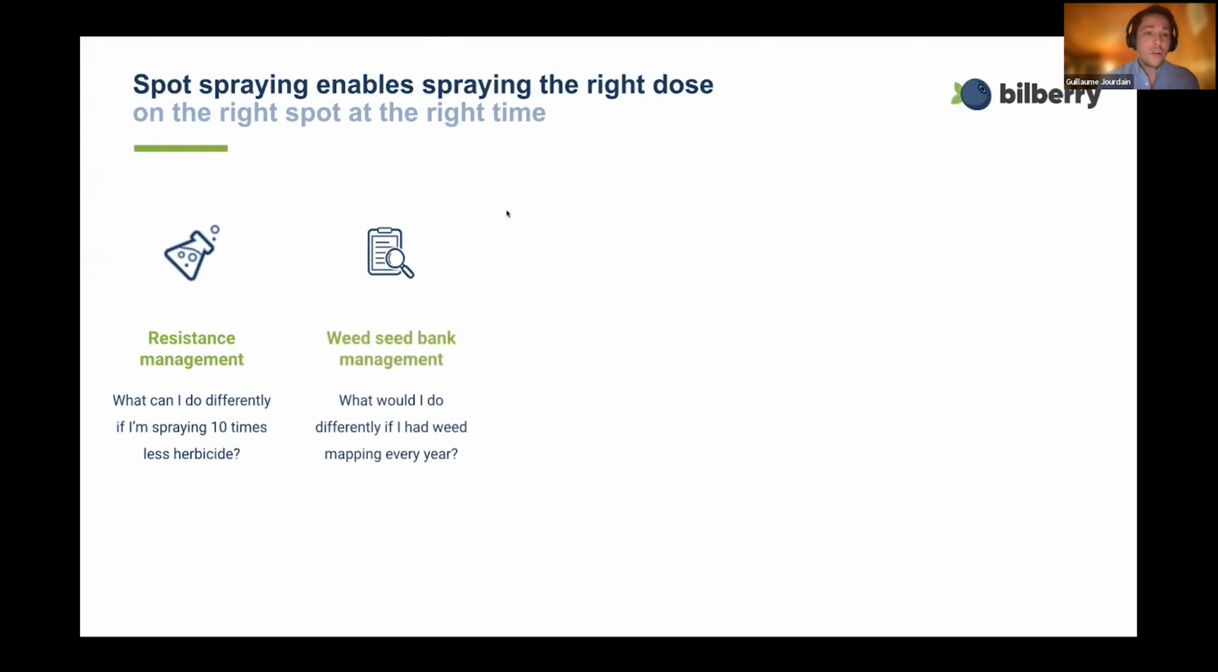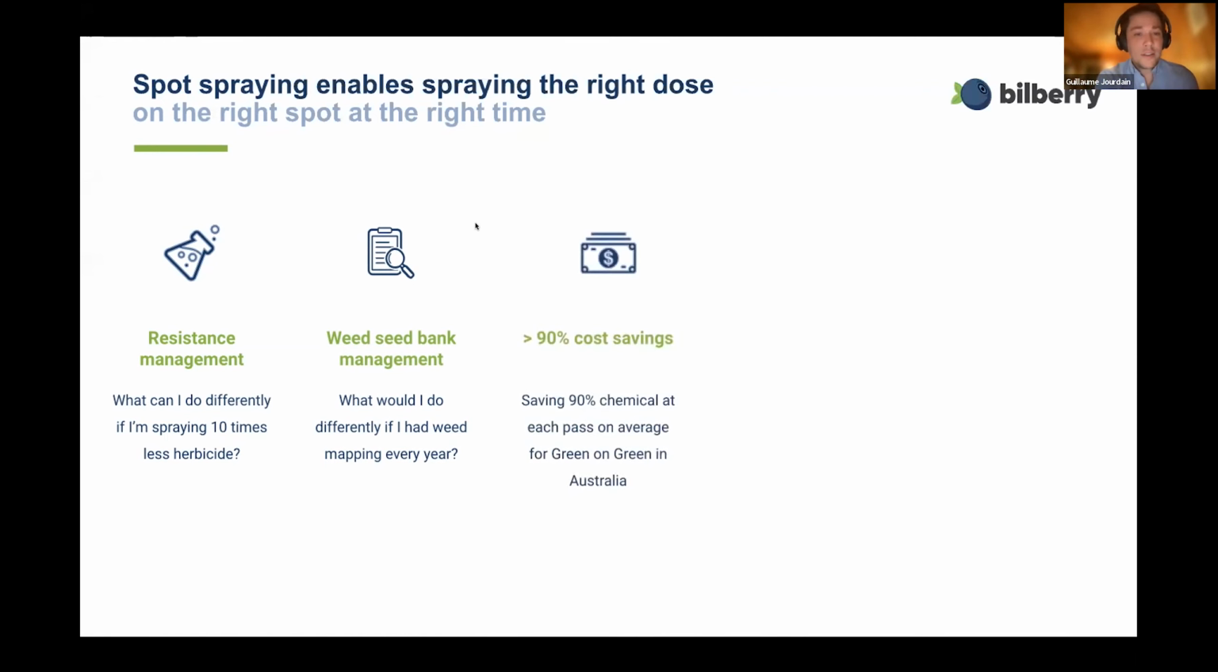You can also work on your seed bank management. From one year to the other, you can map the weeds. And so you have weed maps over the years of, I have this weed here, this weed there on this specific paddock. And knowing that year after year is a big help to know if your weeding strategy actually works. Cost savings is obviously a big one. You save 90% chemicals, meaning that your budget is just divided by 10, your chemical budget.